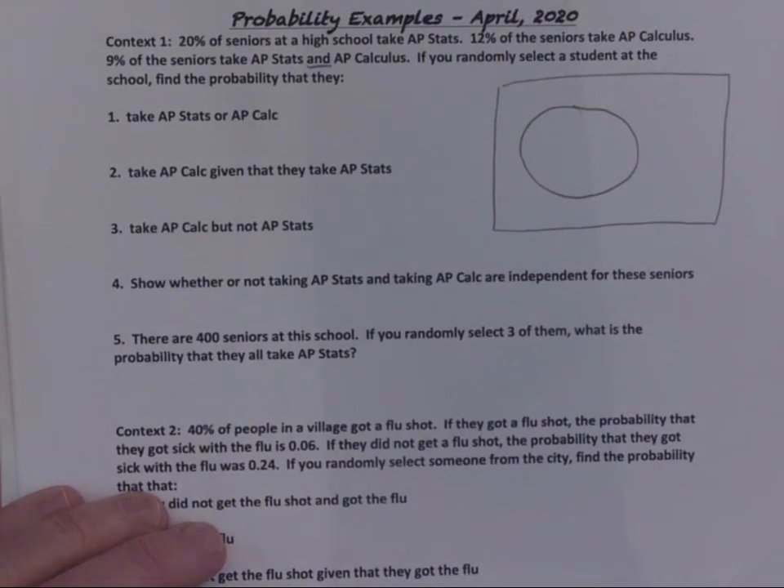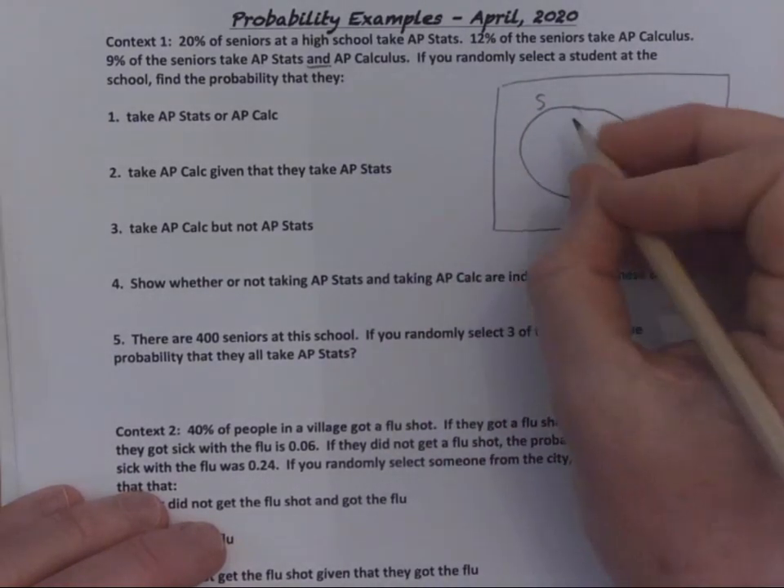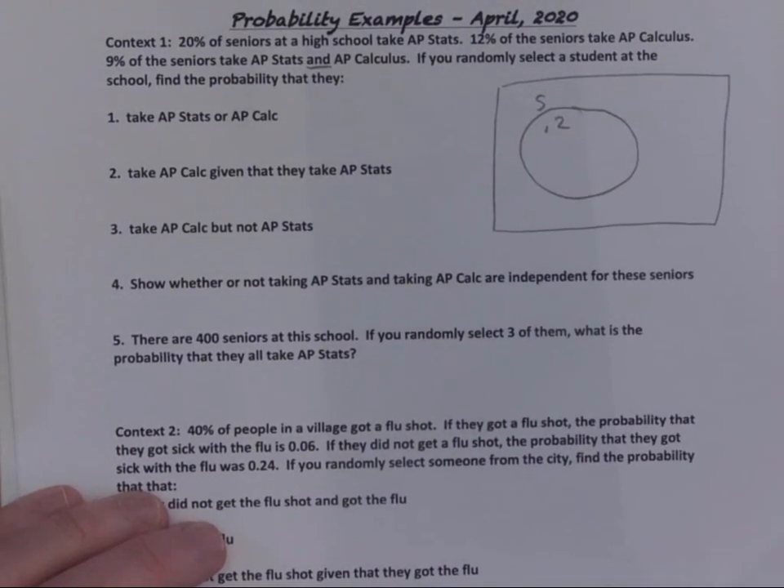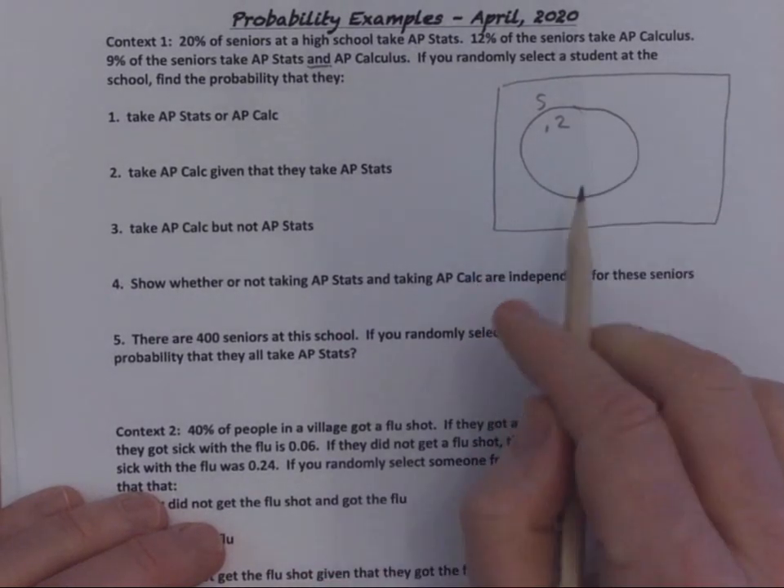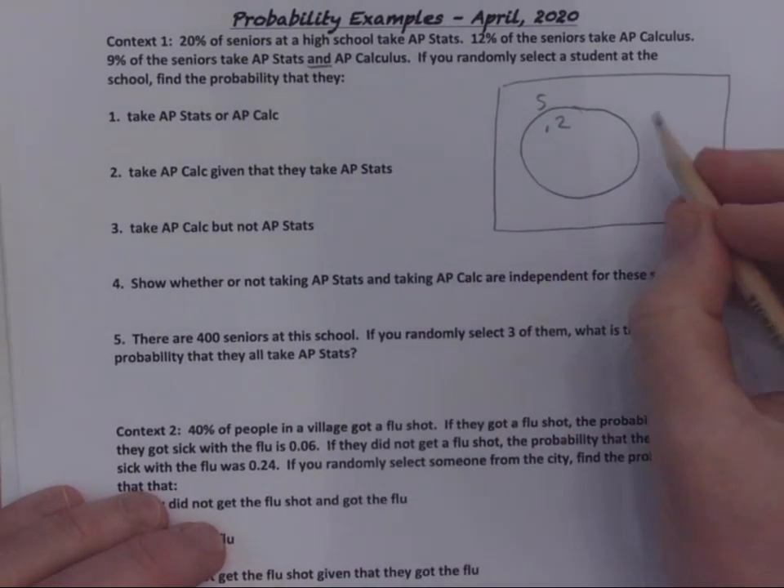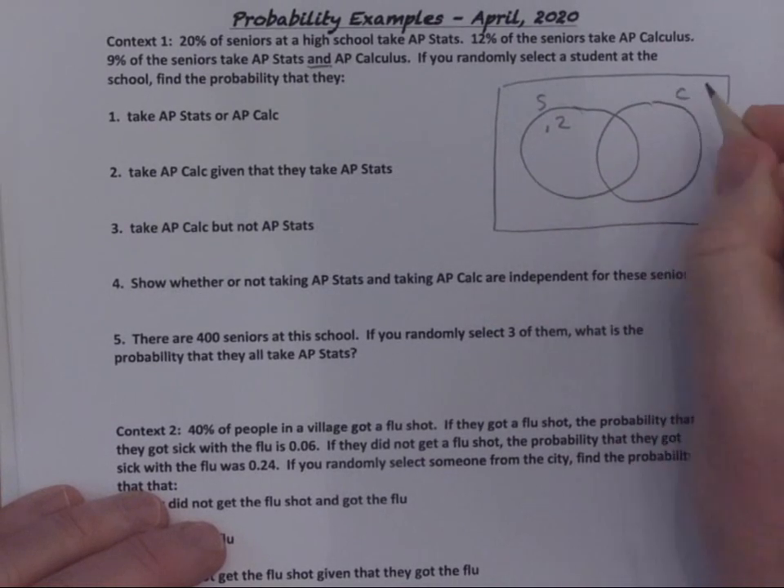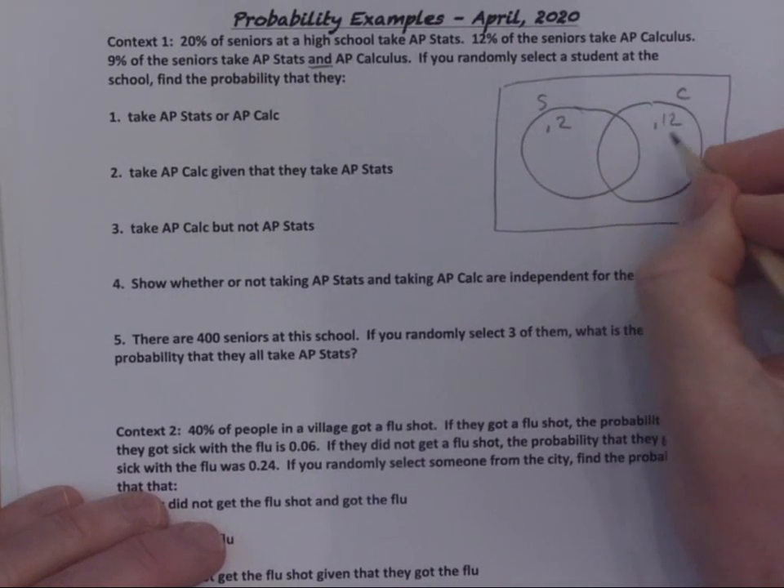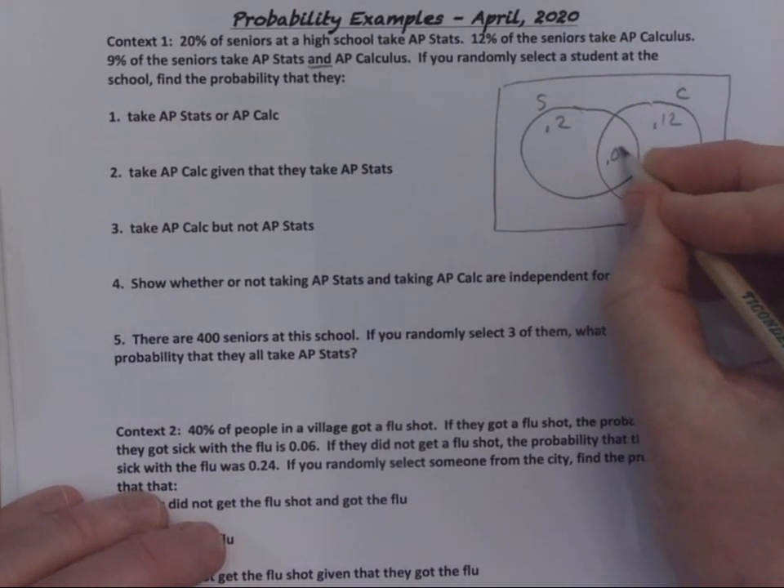And this circle represents stats. I'll put S for stats. It says 20%, so I'll put 0.2, like that. So if we're doing this to scale, 20% of this rectangle will be taken up by that circle. And then we've got this other group here that is calculus, and that is 12%, 0.12. And there is some overlap. It says 9% take both, and so that's this football-shaped region there.